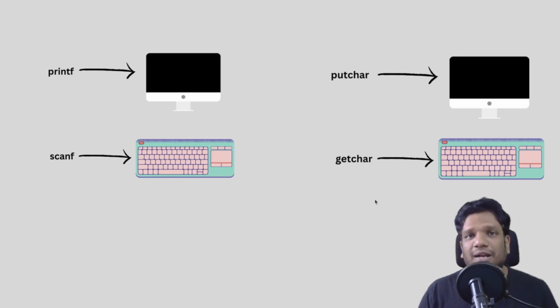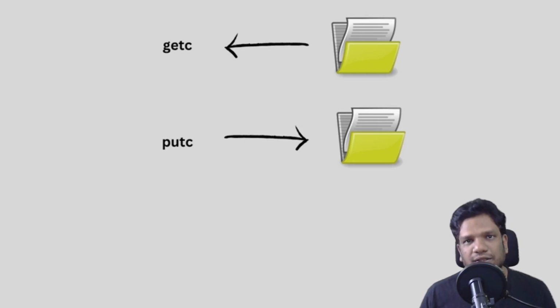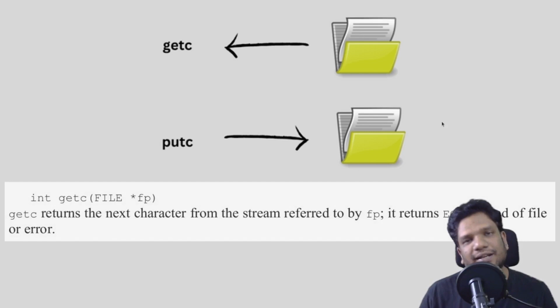But when it comes to files, it is slightly different. This time we need functions that point to files instead of the monitor or keyboard. Here we can see two functions, getc and putc. getc is basically to read data from the file, and putc is simply to put data into the file, or write data into the file.